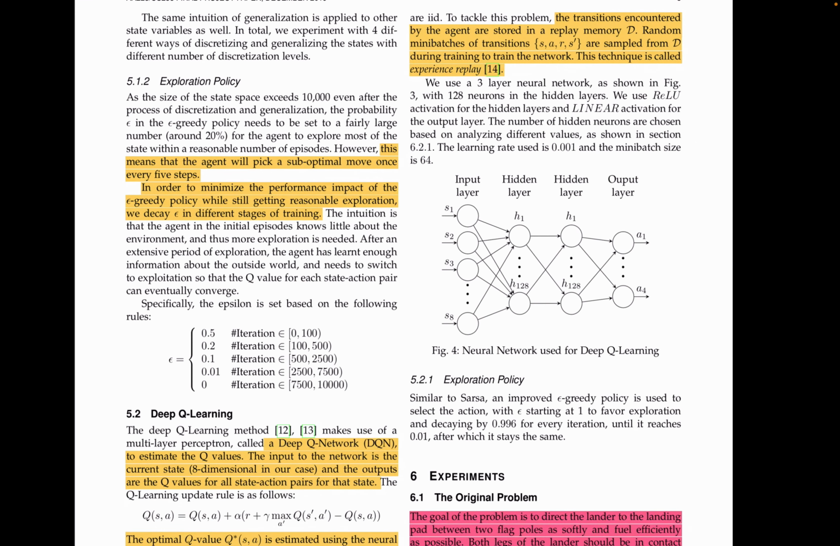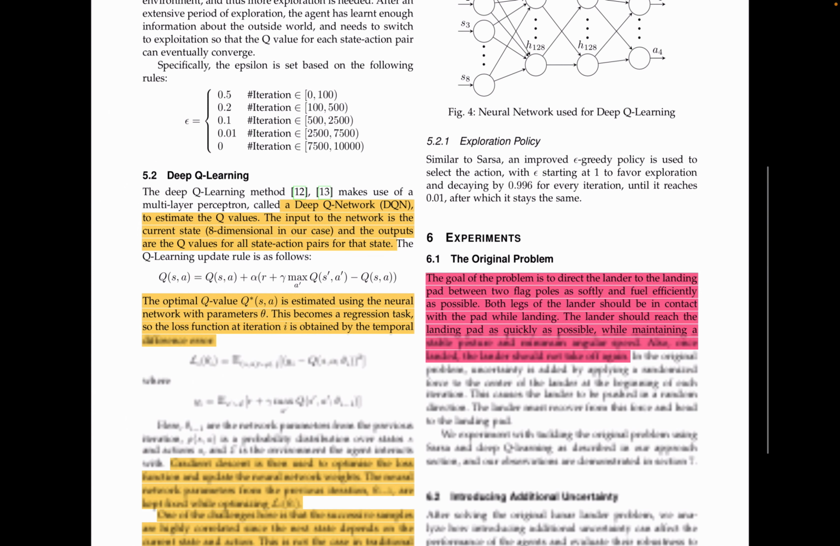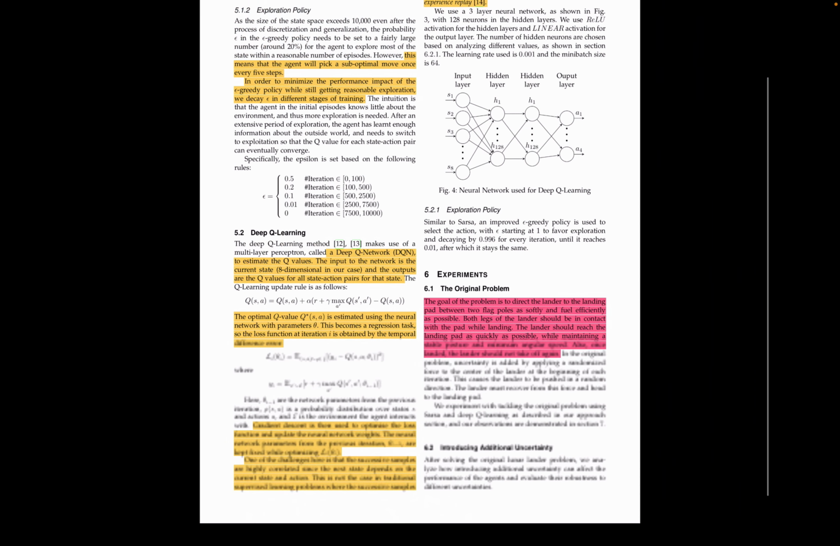Another thing, the network has an input layer, so we have states S1 to S8. Then we have hidden layers, two hidden layers actually of size 128, and then we have the output layer, where we get actions A1 to A4, right? So let's see some of the experiments that they have conducted and what we can do about it.